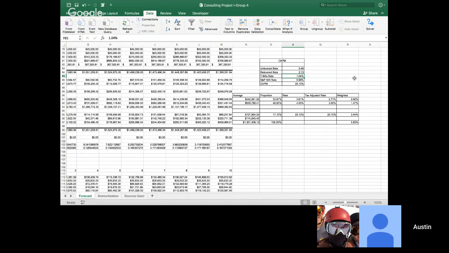For T-bills, I looked up the T-bill rate, and today it was at 1.04%, so that's what I used. The S&P 500 rate is generally around 9 to 10%. Today it was at 9.98%, so that's what I used. And as far as CAPM goes, I did it according to the formula. I took the T-bill rate and added the relevered beta multiplied by the S&P rate minus the T-bill rate.